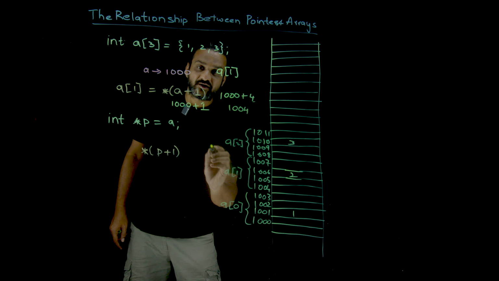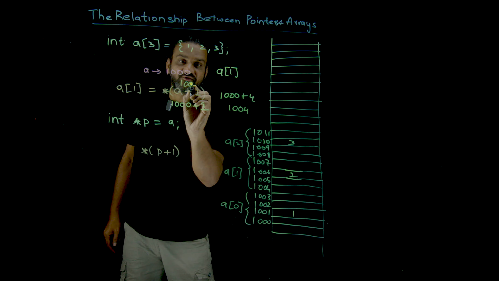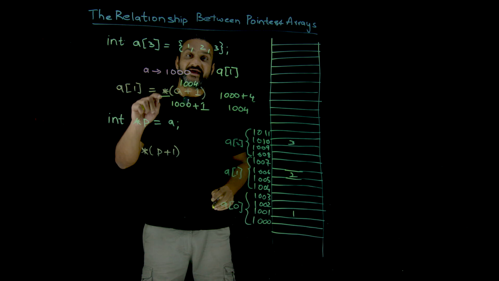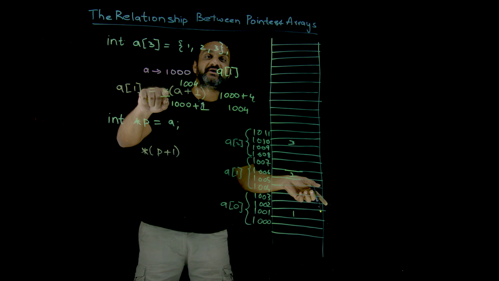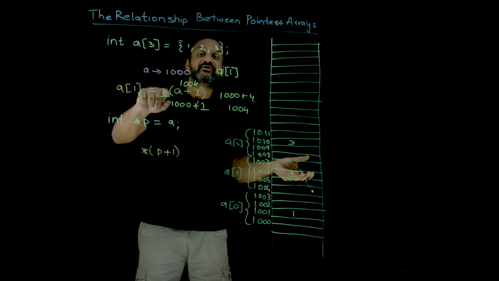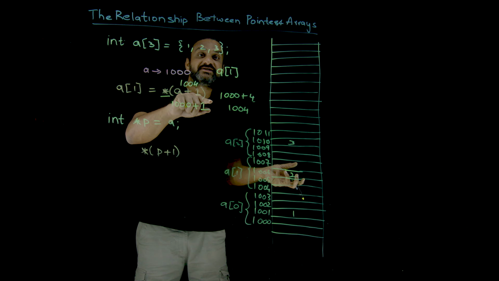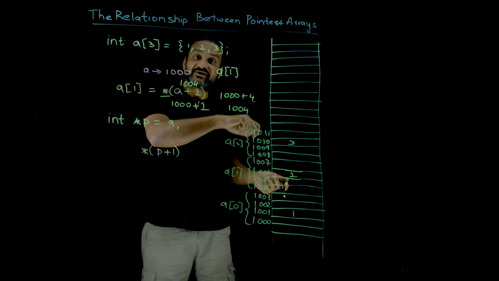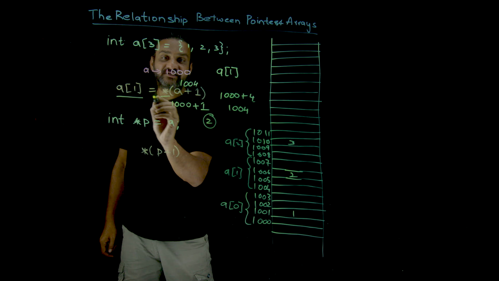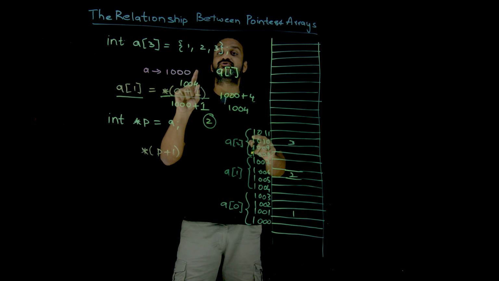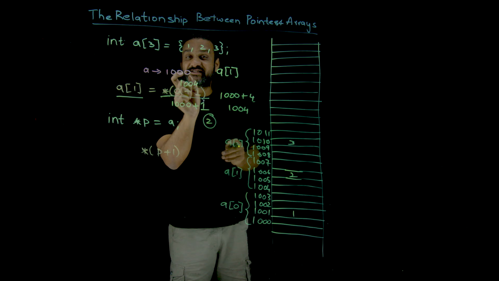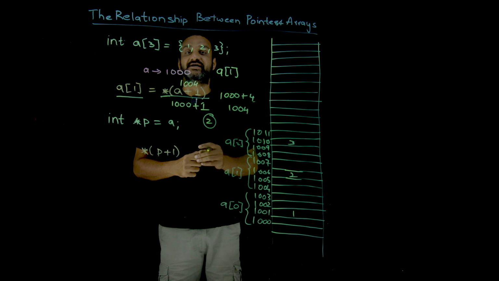Now we are getting the value 1004 from this pointer arithmetic, and the indirection operator allows us to go into that memory. What is the value stored in that memory? We get it by using this indirection operator. So what is that value? It is going to be 2. This means using this and using this both produce the same results. This is a very important point that you need to understand.